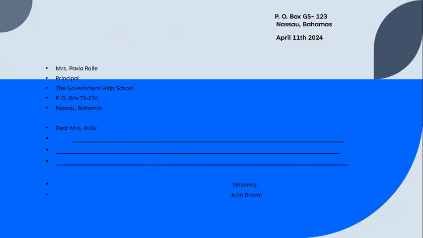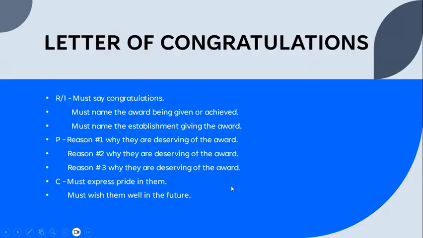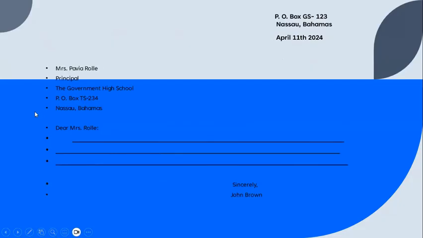So this is how your letter should look. Now I don't know what happened here. This is how it should look. Save this. I don't know why this came over here. I should have checked it before. But you should have your PO box up here with your date. Skip the line. You should have had Mrs. Pavia Roll, Principal, Government High School, Dear Mrs. Roll, and Sincerely. Now, remember I said the sincerely should be under.